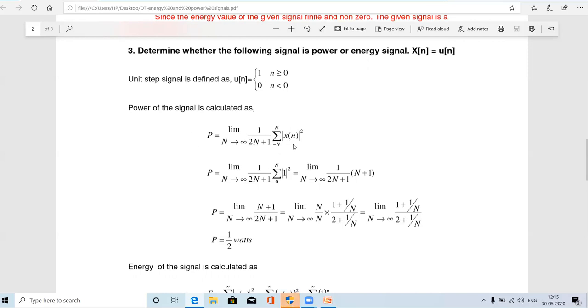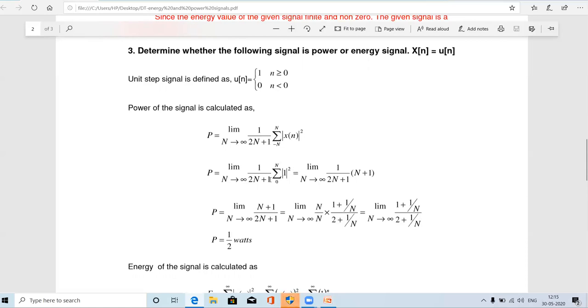But now we have to substitute the x of n value. What is x of n? x of n is u of n. What is the u of n amplitude? Amplitude is constantly 1 for n greater than 0, that is only for positive time. But now, in the 1 by 2n plus 1 summation, we have to restrict this summation. Already the summation is from minus n to n, but our given signal is available only for positive time. So that's why we have to remove minus n to 0, and the summation limit is only from 0 to n, 1 squared.